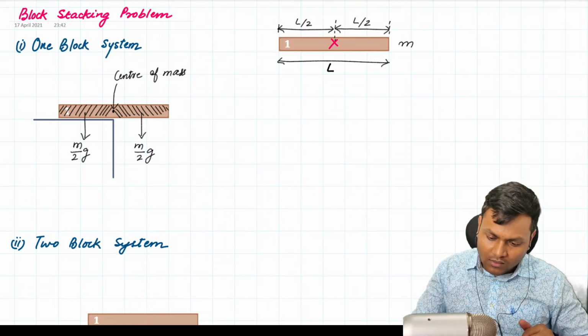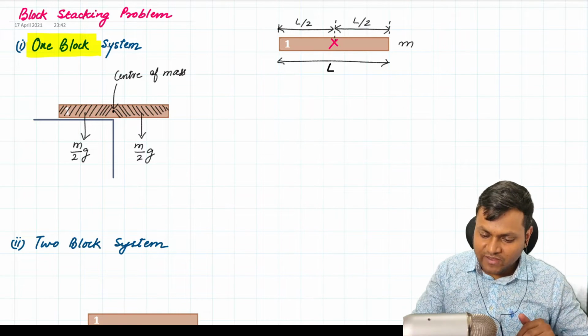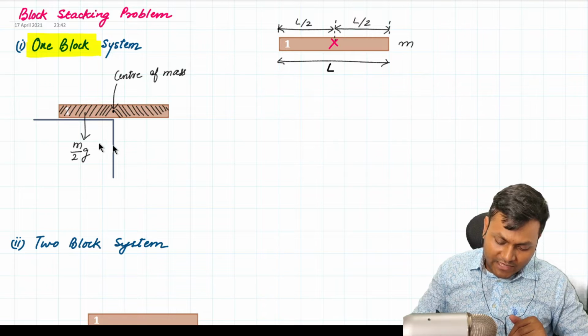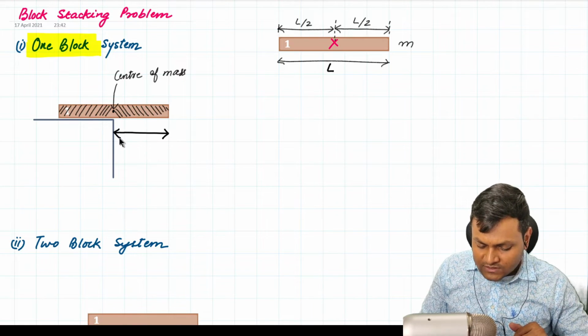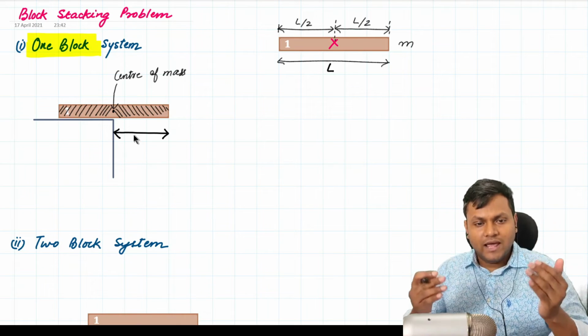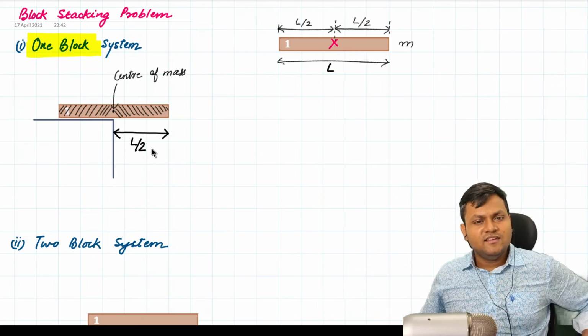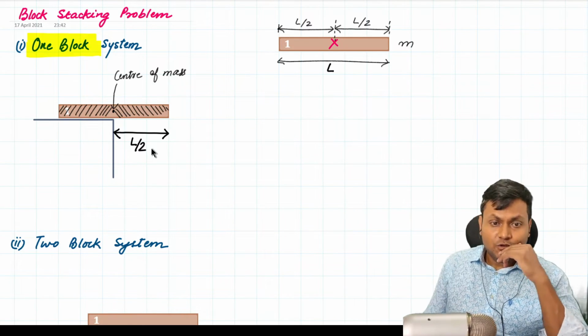Now for a one block system, it is kind of obvious that the center of mass lies at a distance of L/2 from the edge of the block. So that means for a one block system, the maximum overhang is L/2. So for a one block system, we can create a stable configuration at a maximum distance of L/2.